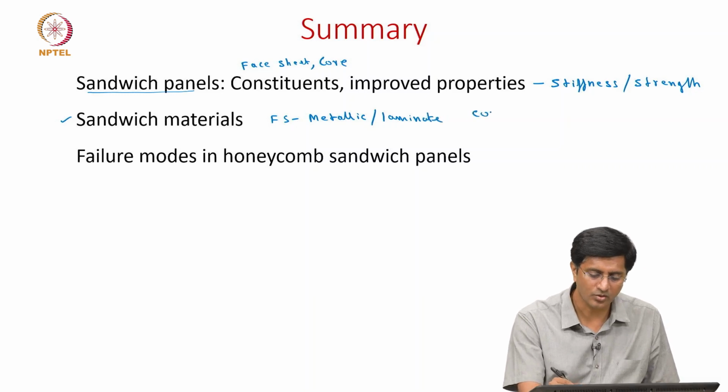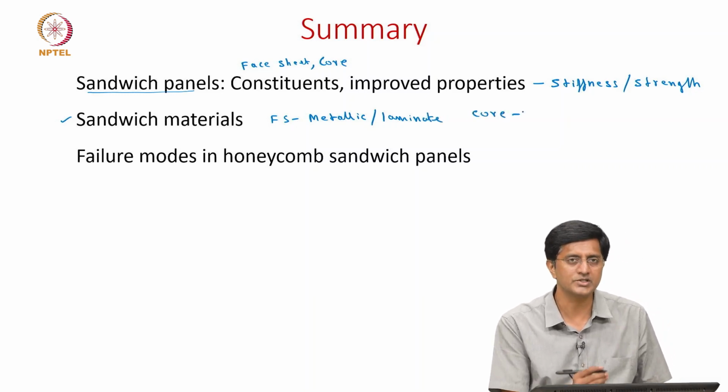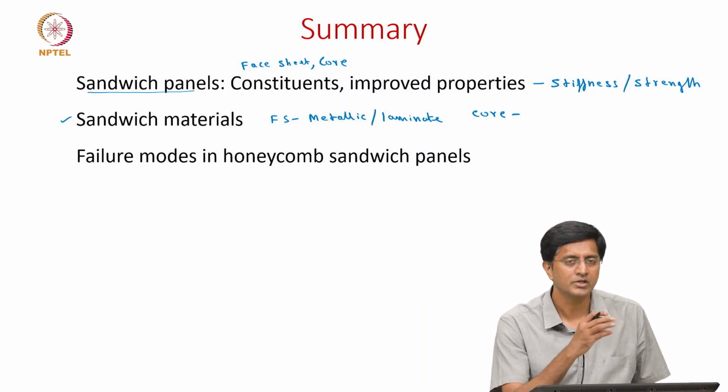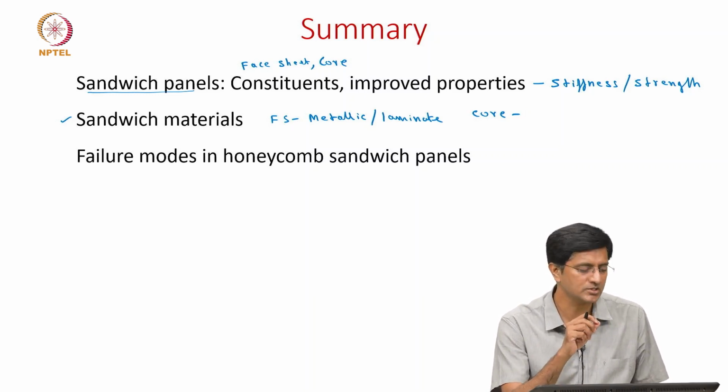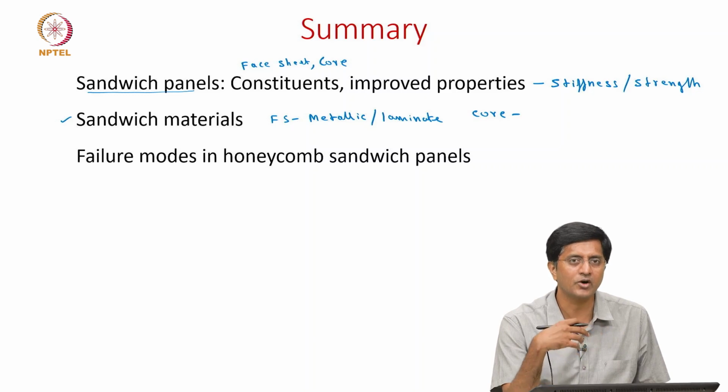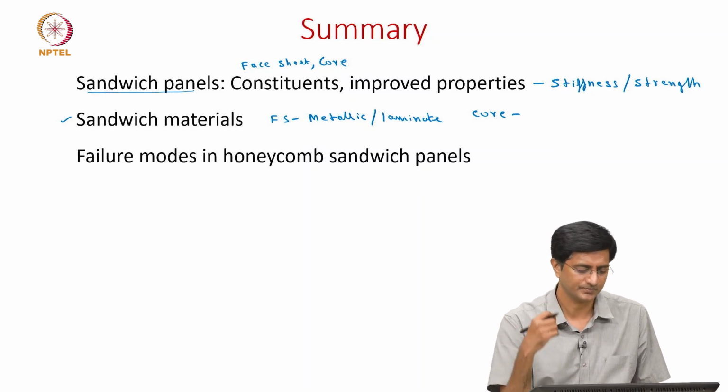But for a core, we said there are different constructions, starting with the corrugated, mostly made up of aluminum sheets. The second is we can have polymer foams, but in addition to polymer foams, these days people also use metallic foams because these are good in energy absorption. And lastly, we also discussed the honeycomb cores, which are very commonly used in the automotive and aerospace industry because of their extremely high stiffness and strength.